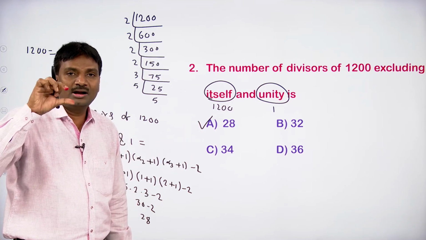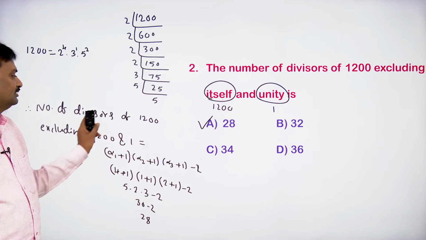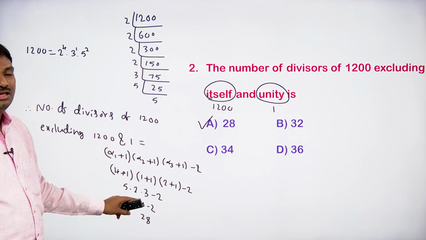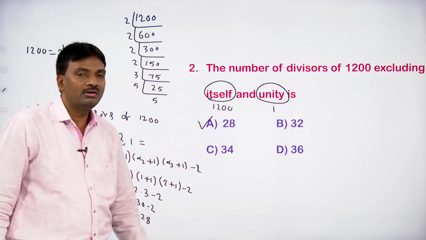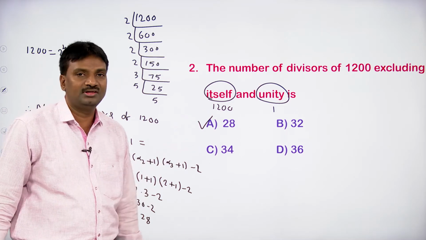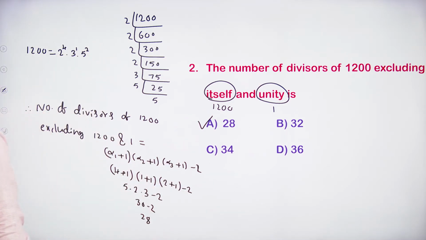So the total number of divisors of 1200 is 30. By excluding 1 and 1200, you will get 30 minus 2 is 28. So option A is the correct option for the given problem. So take the screenshot.